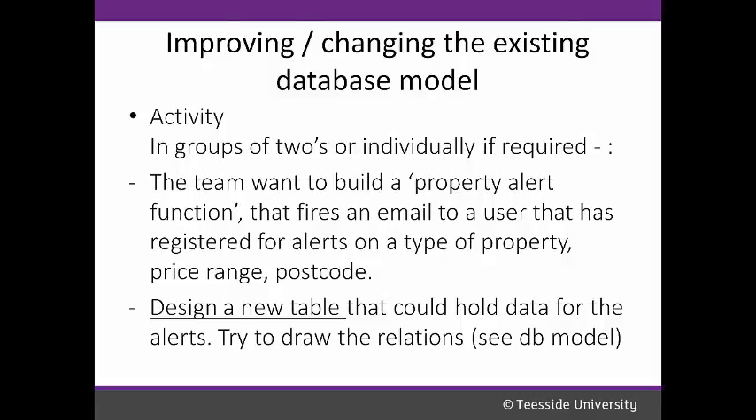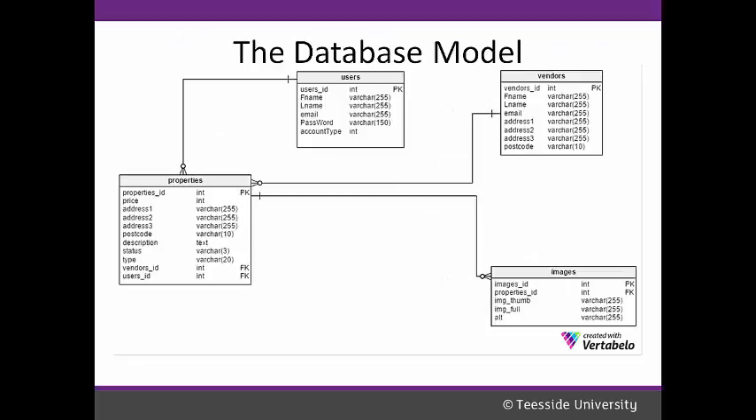So let's just go back and have a look at the database table itself. So these are the database tables represented by the models. So we've got users, we've got vendors, we've got images, we've got properties. So we'd like a brand new table that holds property alerts. So you need to think about the type of data that you need to capture in order to provide that functionality.